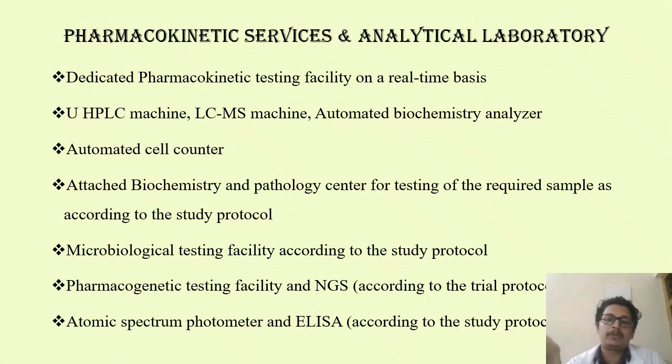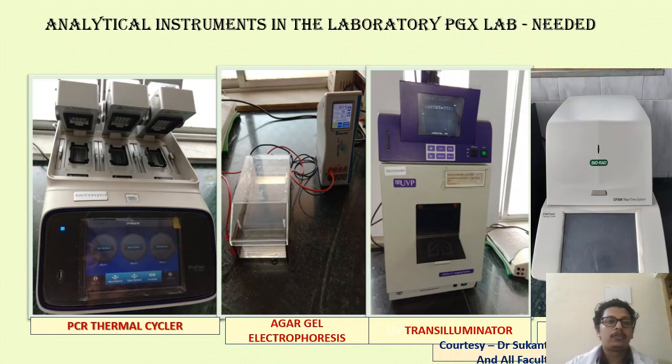Different trials need personalization. They include genetic biomarkers and are aimed at personalization of therapy and precision therapy. In the trials, we need pharmacogenetic testing. And then atomic absorption spectrophotometer, and ELISA are another requirement if heavy metals are involved in the studies. So these are some of the analytical equipment you can see in the diagram.